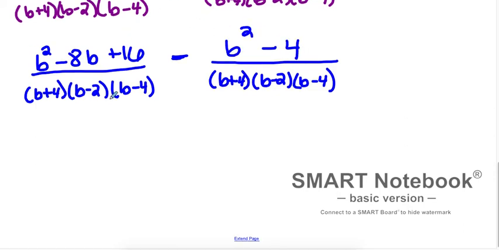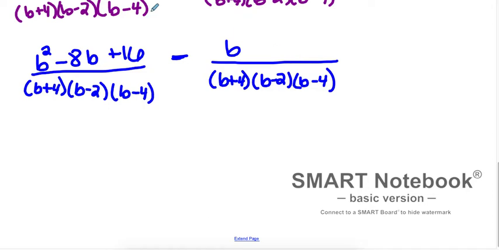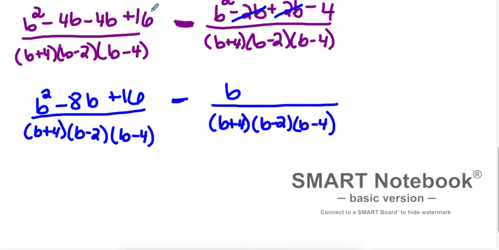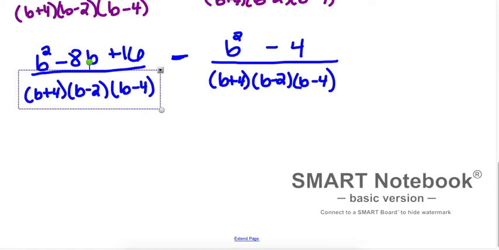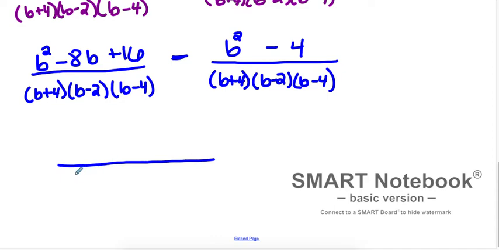Okay, so now we got to combine these. Sorry. We said this was b squared minus 4, right? Yeah. Okay, so now we got to combine these. Because now, notice, both of these fractions have the same denominator, so you could put them under one denominator. So the denominator, when you have a common denominator, we keep the denominator the same, right? So b plus 4, b minus 2, and b minus 4 is our denominator.